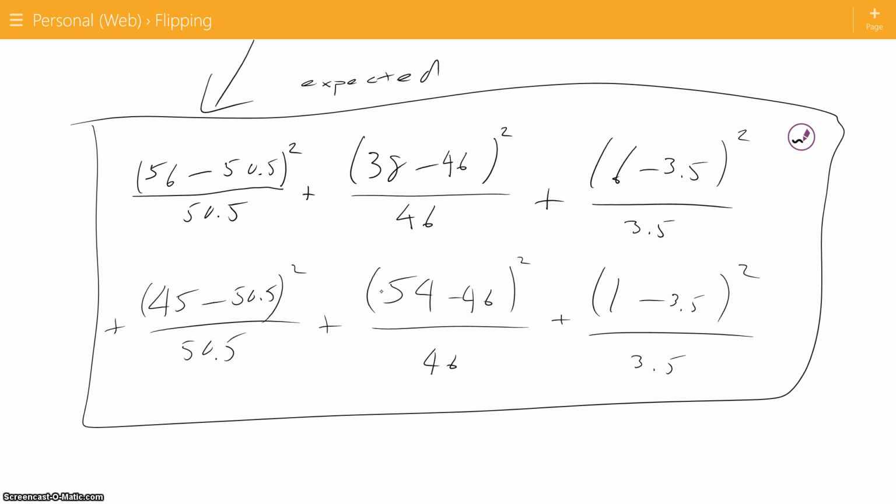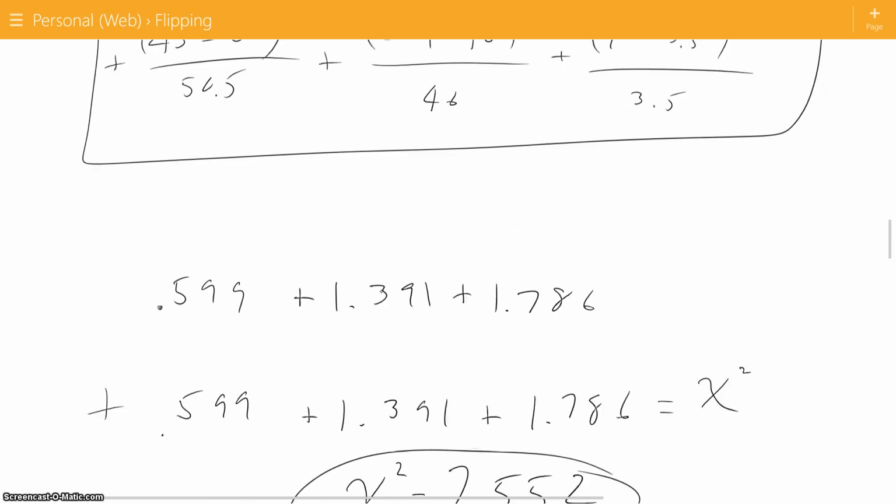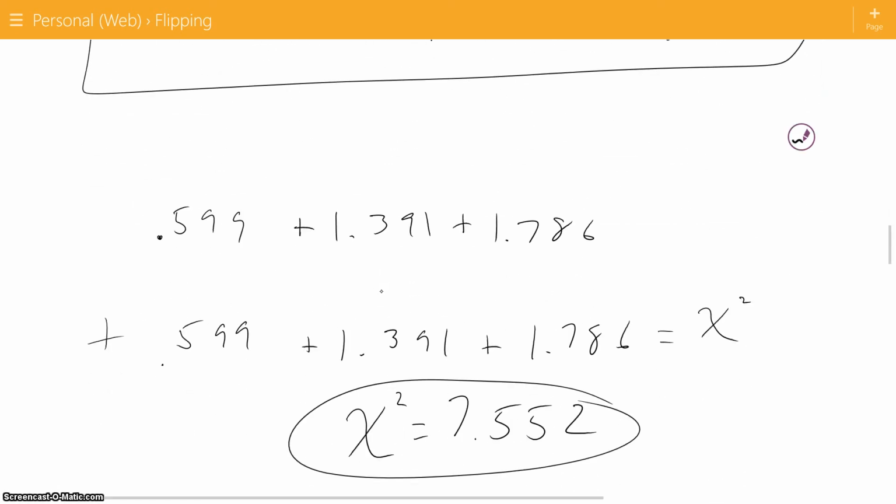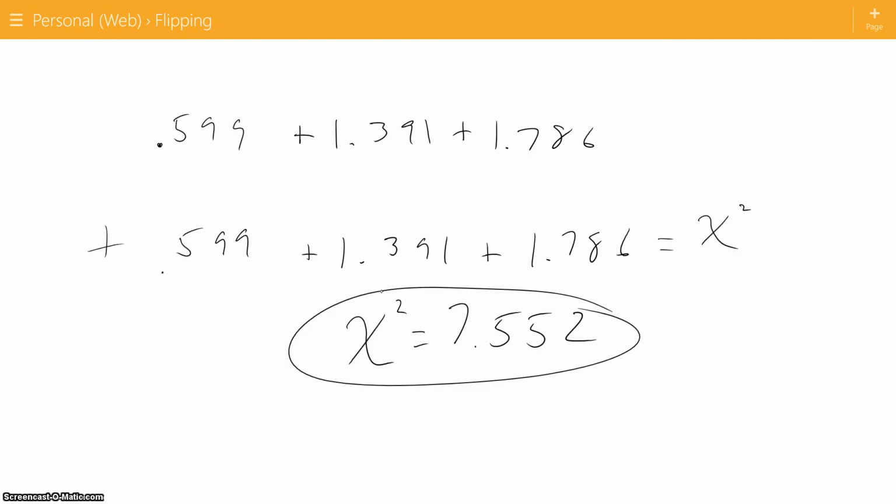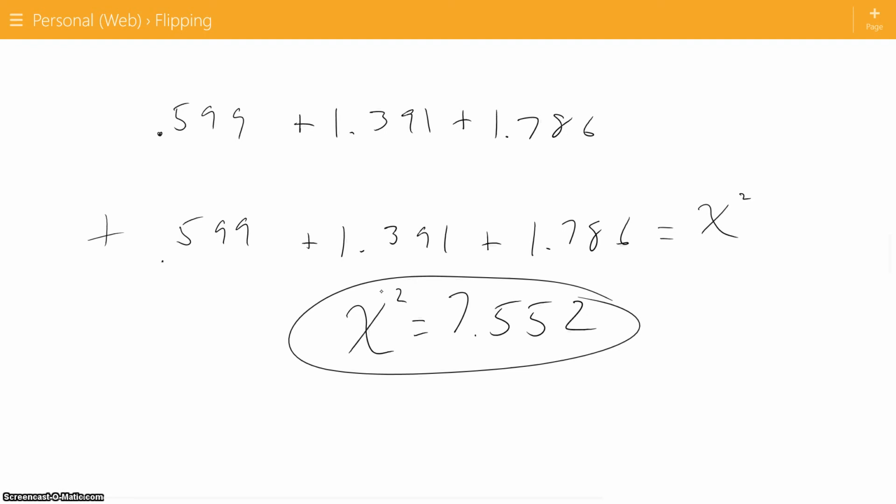6 things, 6 calculations. I calculate all these out, and again, I set them up the same way here. 0.599, 1.391, 1.786. They repeat in the bottom because, as I said, if the results are truly going to be independent of gender, then they should be the same. The gender should have no difference to it. Add them all up. That is our chi-squared value. In this case, that is 7.552.